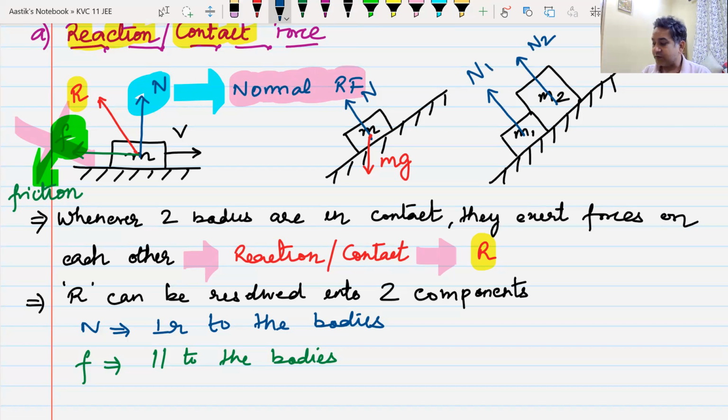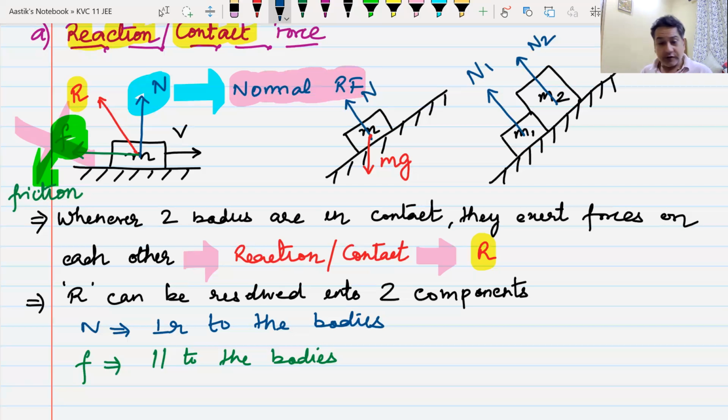Are there any more contact forces between these two bodies, or is there only one which is coming from the ground? I can't hear you. I'm not able to understand what you're saying. So N1 and N2, these are the two forces that I've drawn that are coming from the ground. I'm asking here, is there any other contact force that you see that will come? Yes or no?